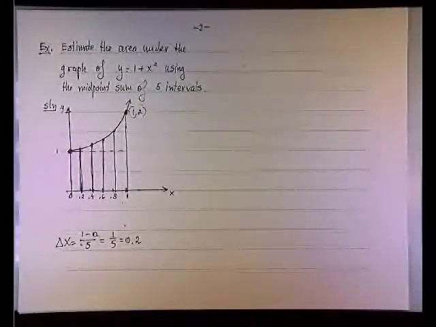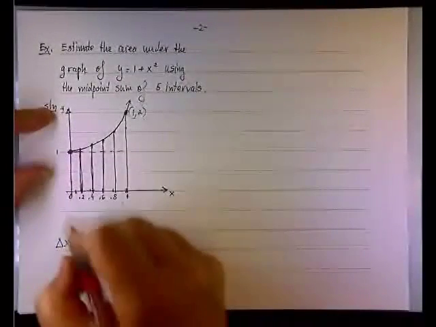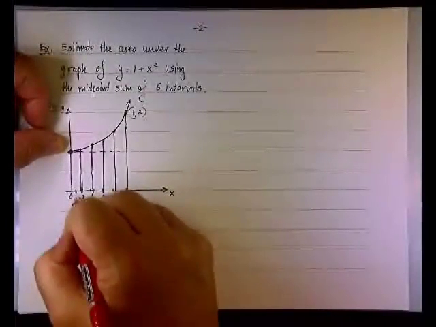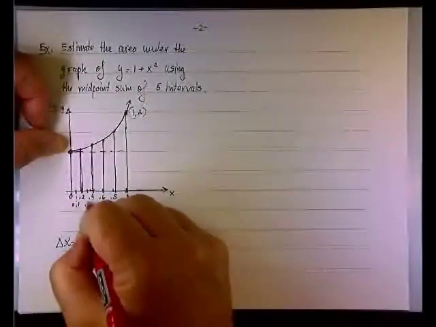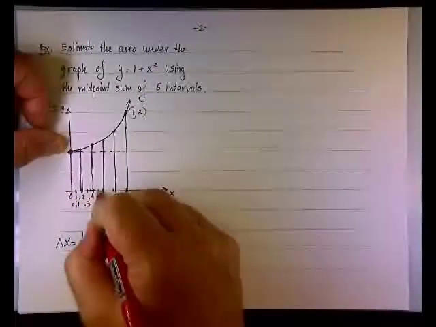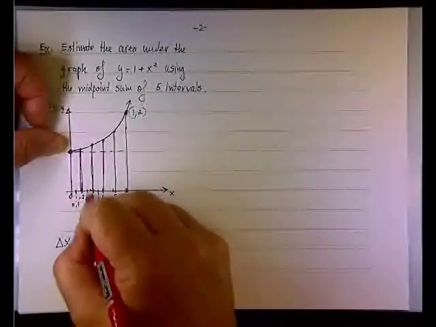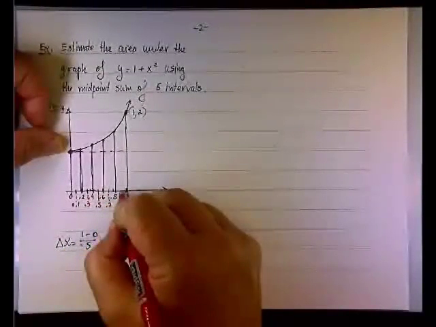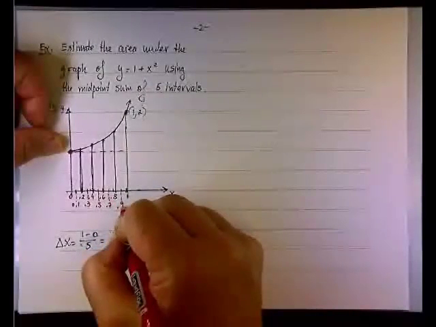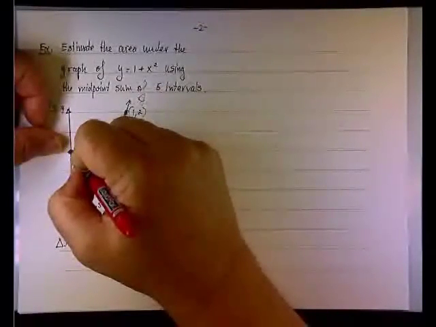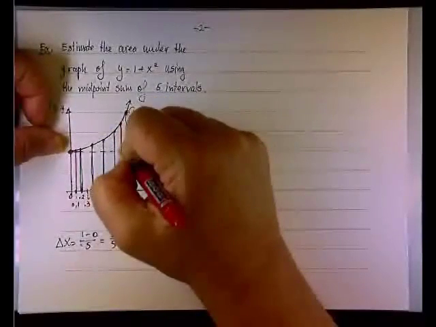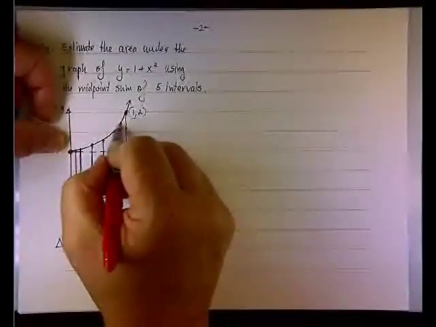Okay, now where is the midpoint? I need to change color here. The midpoint of the first interval will be the middle between 0 and 0.2, so it will be 0.1. And then the next one will be 0.3, the next one will be 0.5, 0.7, and 0.9. Okay, now to calculate, I tell you what, it will be easier to start with the last one. Where's the midpoint? The midpoint is right here.